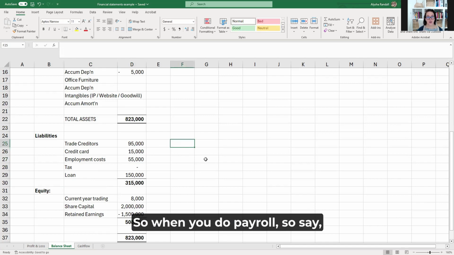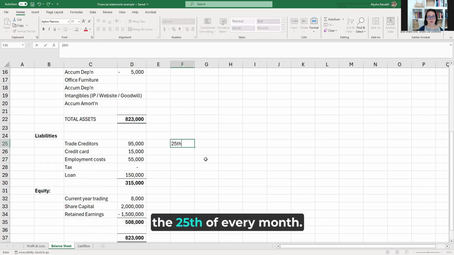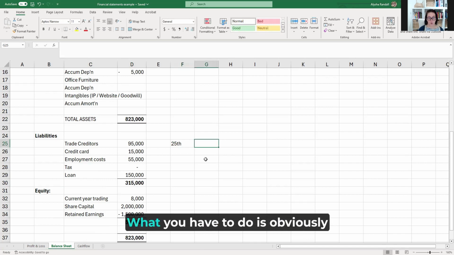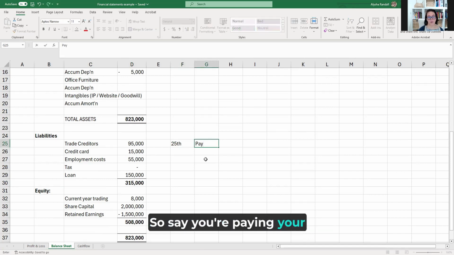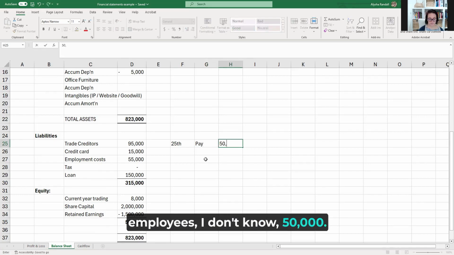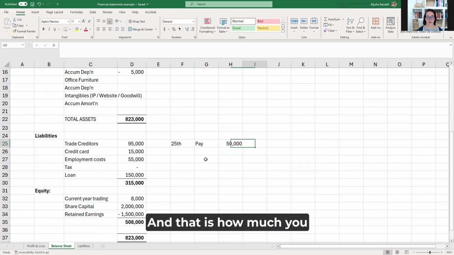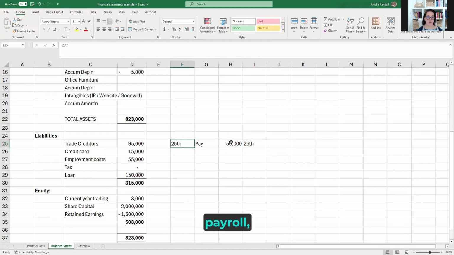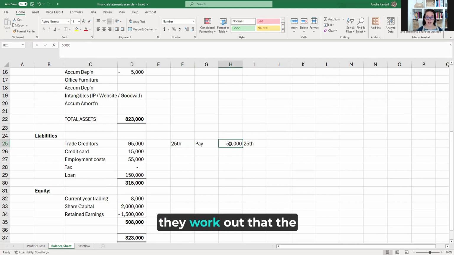So when you do payroll, say, for example, you do a monthly payroll on the 25th of every month. What you have to do is obviously pay your employees. So say you're paying your employees, I don't know, 50,000. And that is how much you transfer on the 25th. So your finance team calculate payroll. They work out that the net pay is 25,000.